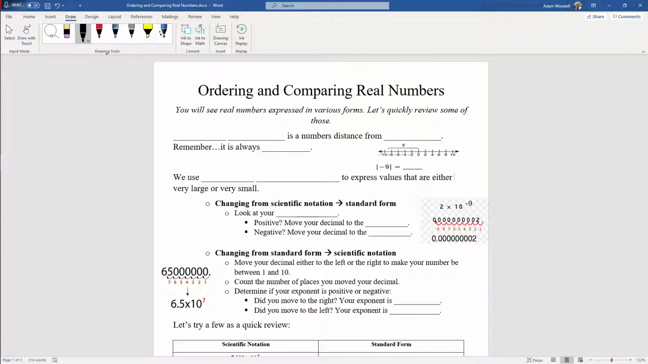Hey class, today we're going to be talking about ordering and comparing real numbers. Before we get into the ordering and comparing part, there are a couple of clarifications we need to make when it comes to these things.